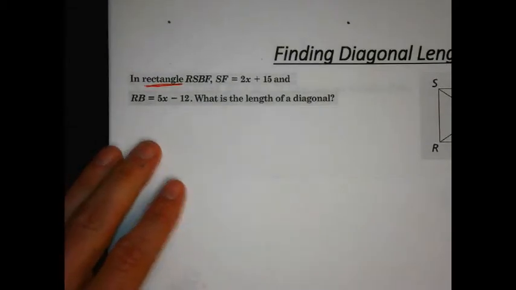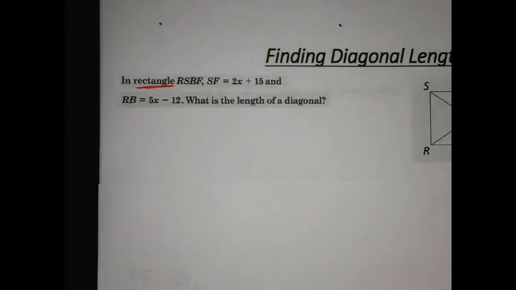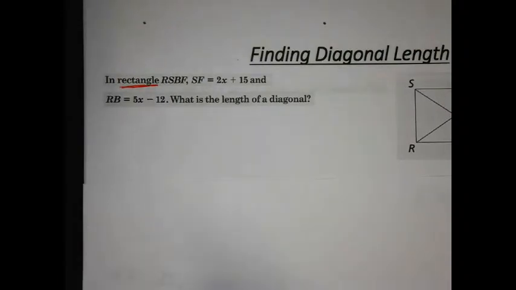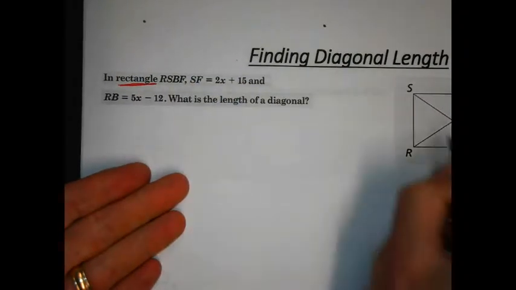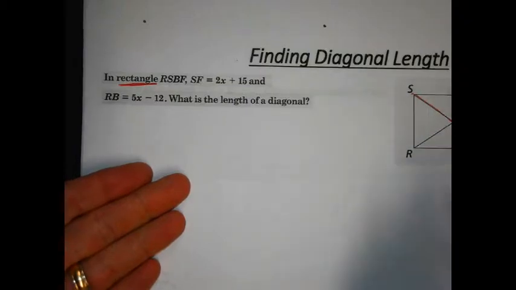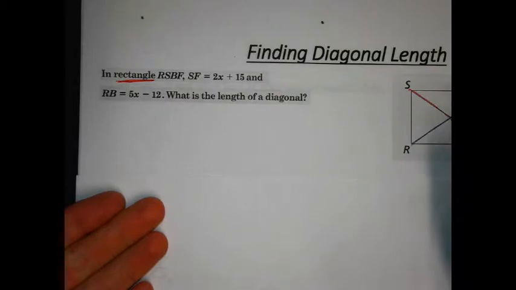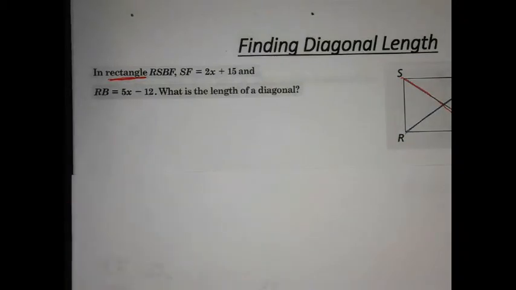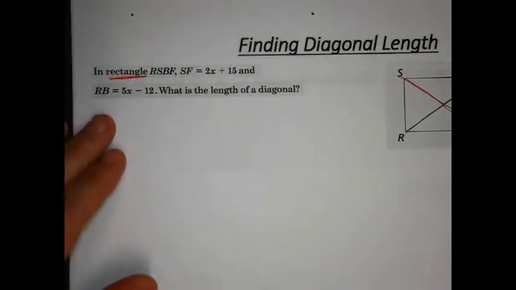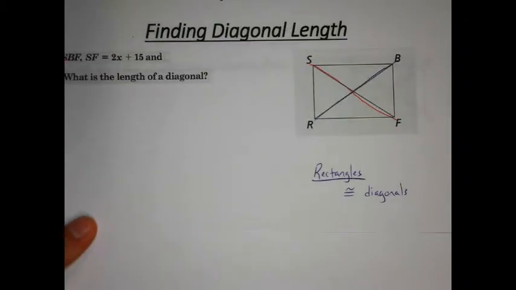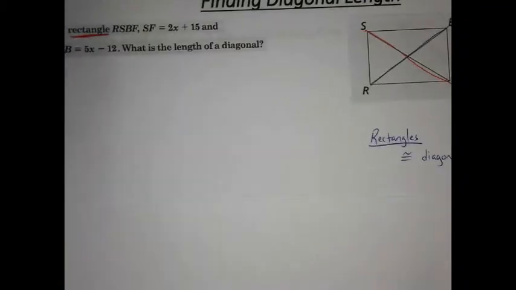So we've got to know some stuff, right? So it says rectangle RSBF. Now we have a lot of information. It says SF is 2x plus 15, the whole thing, and then RB is 5x minus 12. What is the length of a diagonal? So we got to know some stuff. Check it out. Remember, rectangles have congruent diagonals. We now have an equation, right? Congruent means we have an equation.